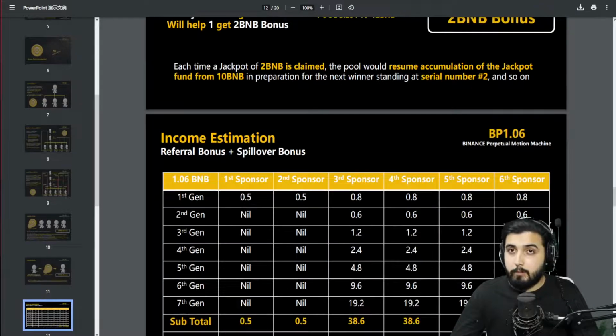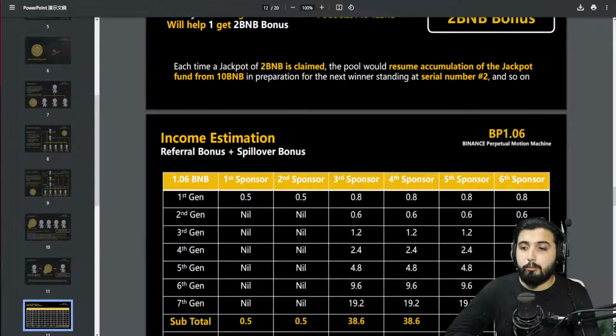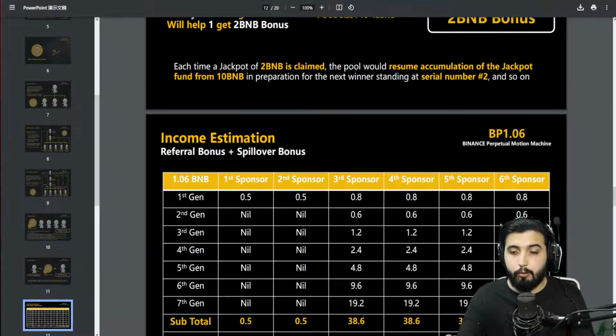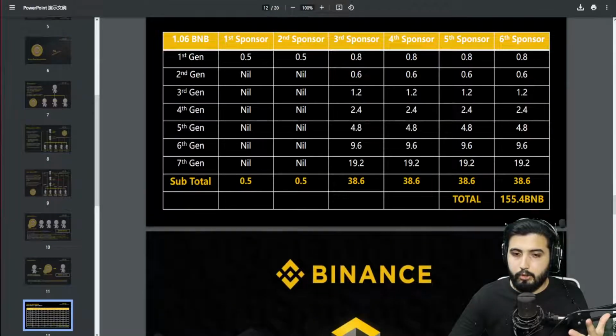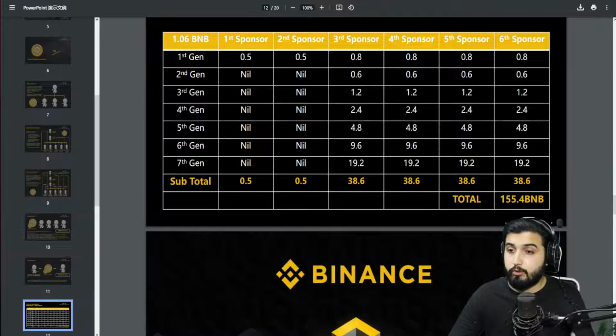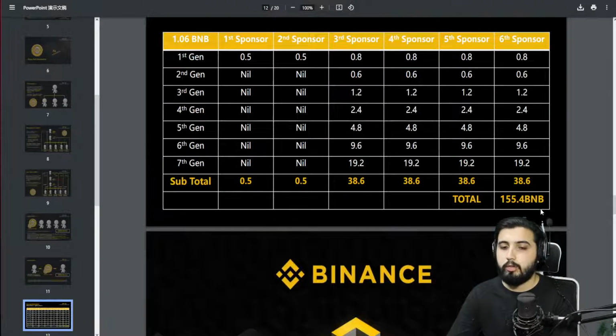This is the income estimation. Since the referral bonus and the spillover bonus make up most of it, this estimate accounts for the referral bonus and the spillover bonus, and you can see the subtotal for the first sponsor, second sponsor, third sponsor, fourth, fifth, and sixth sponsor. And this is the grand total of 155.4 BNB.